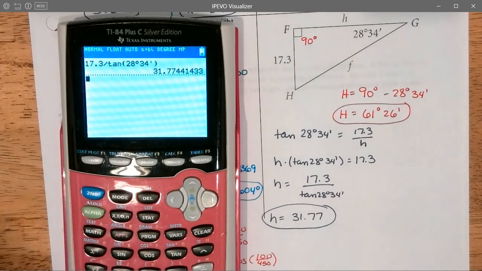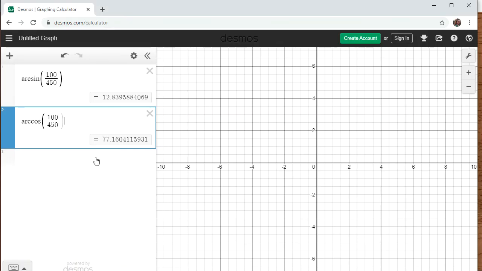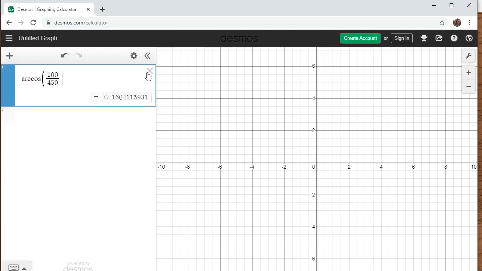Okay, now I'm going to compare real quick, do this in decimals just to see how it looks a little different. Remember that we can't type DMS notation, so I could type in 17.3 divided by the tangent of, I would type this as 28 plus 34 divided by 60, because there are 60 minutes in a degree. And again, I do get the same answer of 31.77 for my side. Okay, so it does look different in the way I would type it if I was going to use decimals versus my calculator.